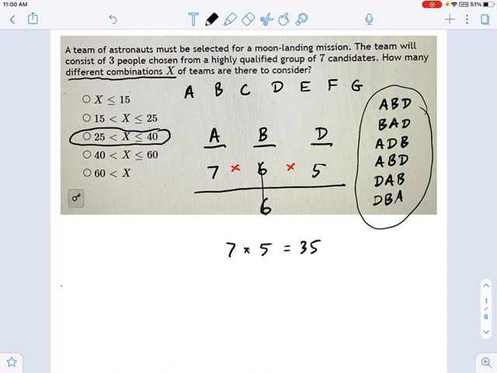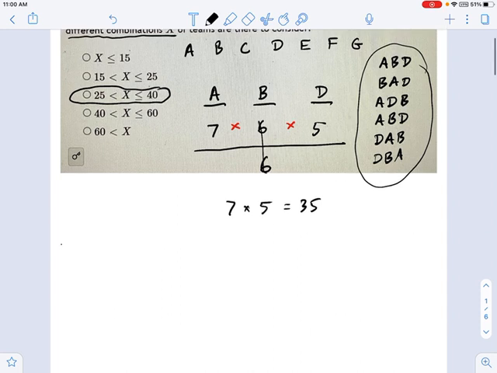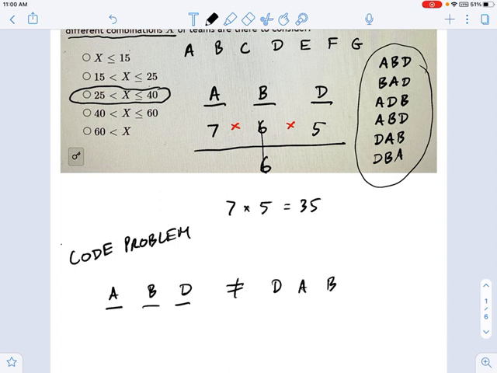This is different from another style of problem, which we've also talked about, which is a code problem. In a code problem, if I said A, B, D, that is truly different than the code D, A, B, right? Those are different codes. So that would be a case where you do not divide by a factor of 6. You are trying to distinguish between backwards and forwards codes. Okay, so those are the 2 styles of combination permutation problems that you have to keep your eye on. And honestly, it comes down to whether you're talking about different arrangements or different combinations.